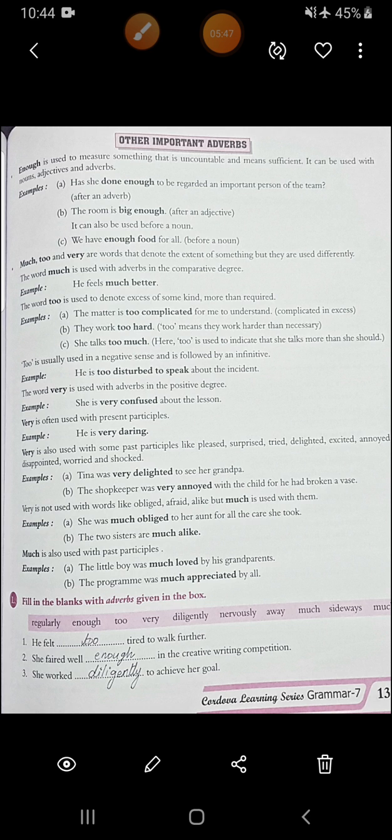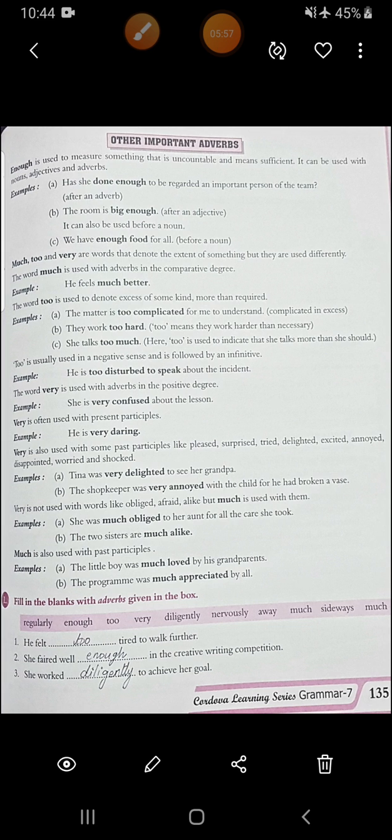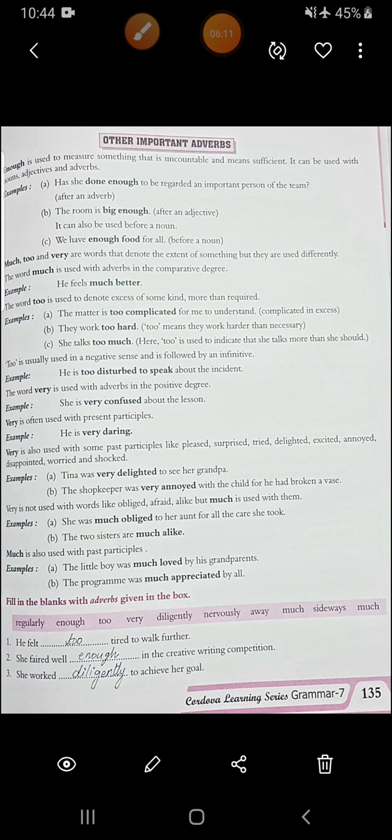Better is comparative degree, so here we are using much with it. Then the word too is used to denote excess of some kind, more than required, means something that is in excess. Example, the matter is too complicated for me to understand, means it is excessively complicated, and it is beyond my understanding.